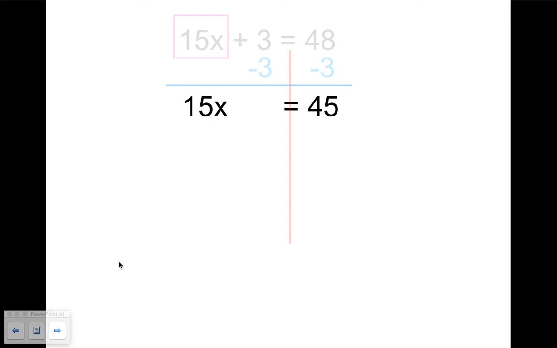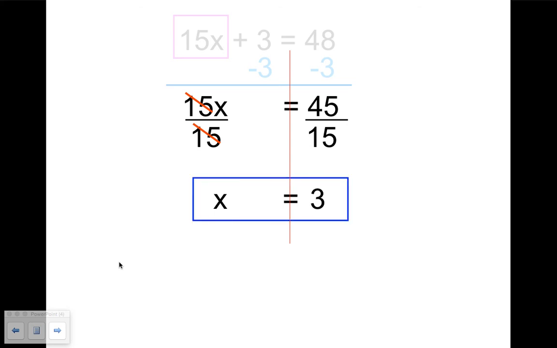This is a multiplication problem, so we'll solve it by dividing both sides by 15, because 15 divided by 15 equals 1, and we have 1x by itself. 45 divided by 15 equals 3, and the equation is solved.